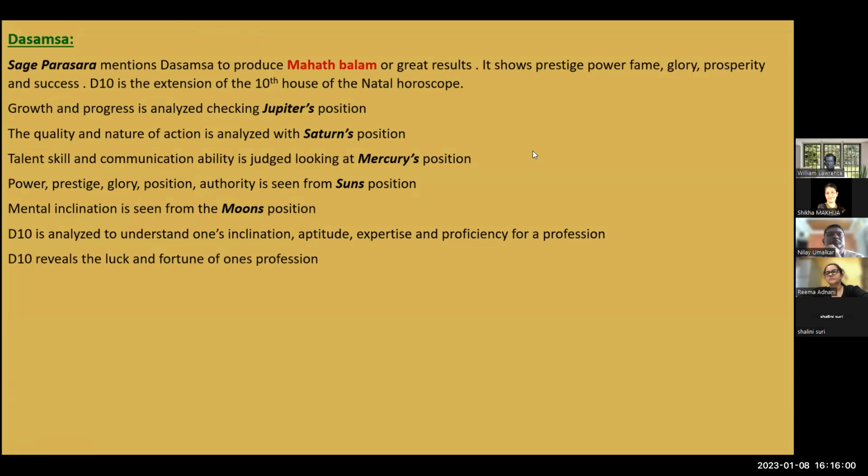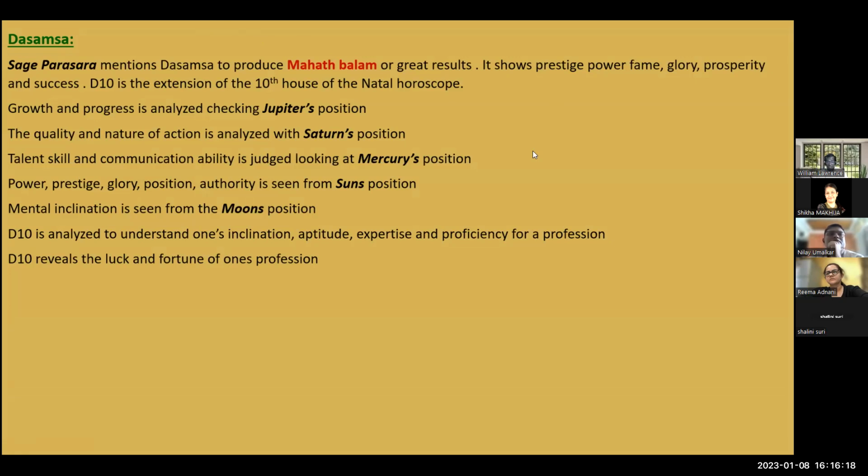Mahat Balam means great results. If you want to know anything about the greatness of a chart, look at the Dasamsa. It shows power, prestige, glory, prosperity, success, growth and progress, the quality and nature. You want to see this in the chart, so you have to see the Dasamsa chart.